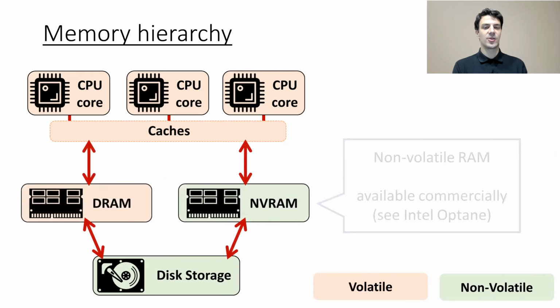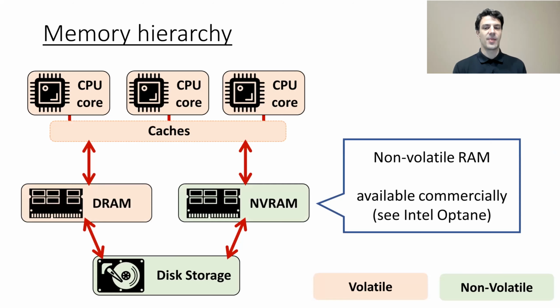And for the last decade or so, researchers had been anticipating the arrival of non-volatile RAM. And as of 2019, it is available commercially, and we can all buy Intel Optane chips. This non-volatile RAM has desirable economic and performance characteristics, so it is expected to replace volatile RAM either partially or entirely. In both cases, persistence is going to be more easily available to programs.